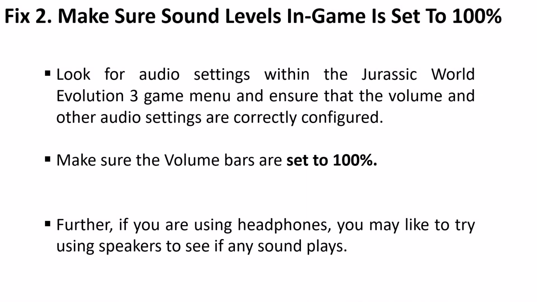Fix 2, make sure your sound level in game is set to 100%. So look for audio settings within the Jurassic World Evolution 3 game menu and make sure that the volume and other audio settings are correctly configured. Make sure the volume bars are set to 100%. Additionally, if you are using headphones, you may like to try using a speaker to see if any sounds play.